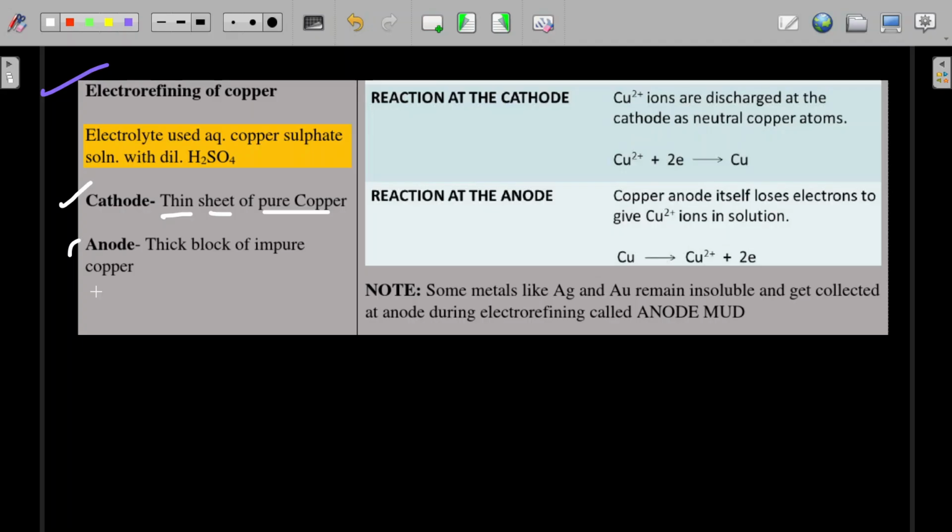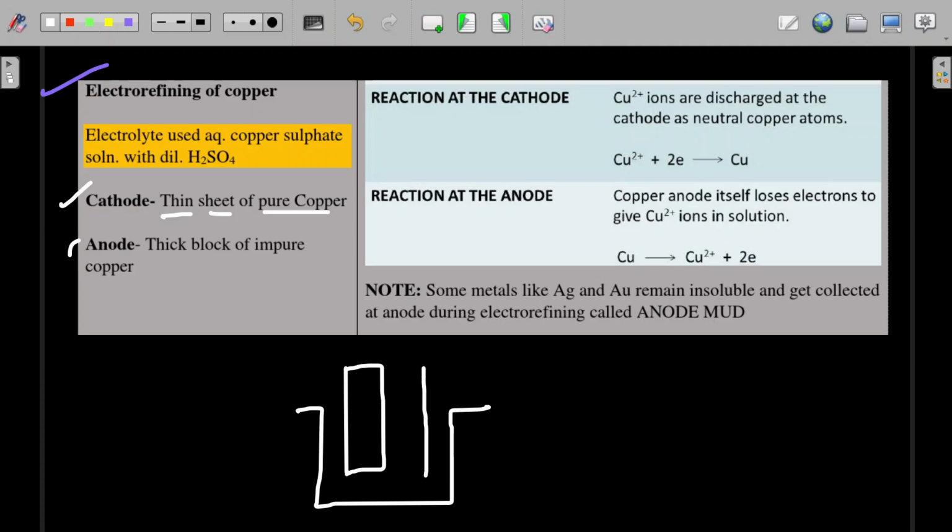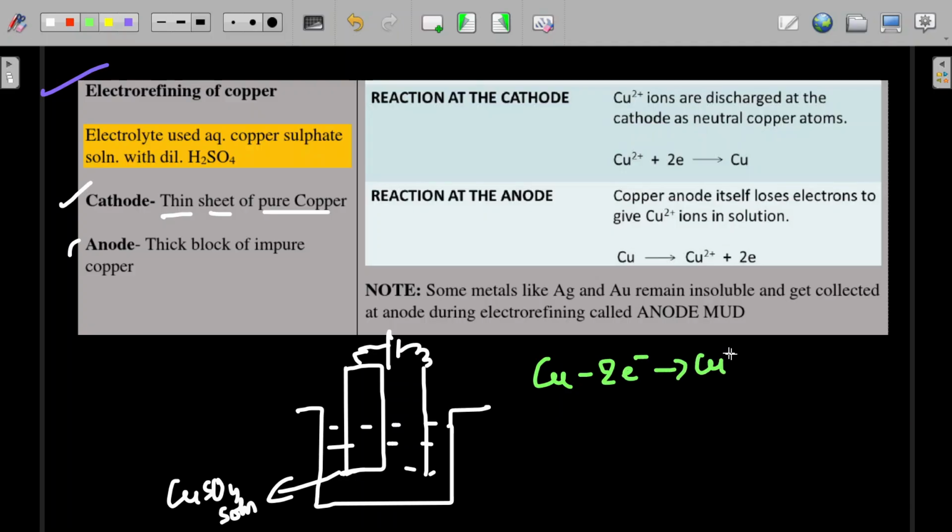Okay, so this logic you have to understand. Don't try to remember. If you try to remember, then it is difficult. Thick block of impure copper, thin sheet of pure copper. So this is your electrolyte. This is your anode. This thin sheet will be cathode. So positive, negative. And always your electrolyte must contain copper ion. So here it is copper sulfate solution. And the reactions are same. This copper itself will take part in the reaction and becomes copper 2 plus ion.